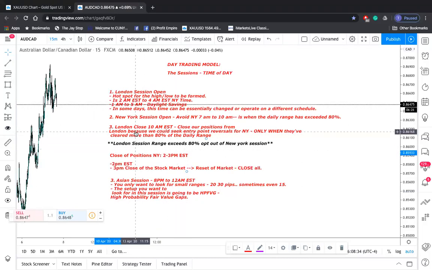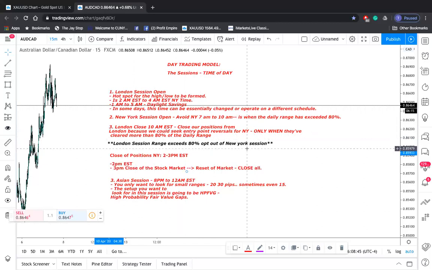The third part of New York is going to be London close at 10 a.m. Eastern. We close our positions from London because we could seek an entry point for reversals in New York City. We only look for reversals in New York City when, and only when, they've cleared more than 80% of the daily range in London session. So in short, when the London session range exceeds 80%, we do not trade New York. Or you can wait for London close at 10 a.m.